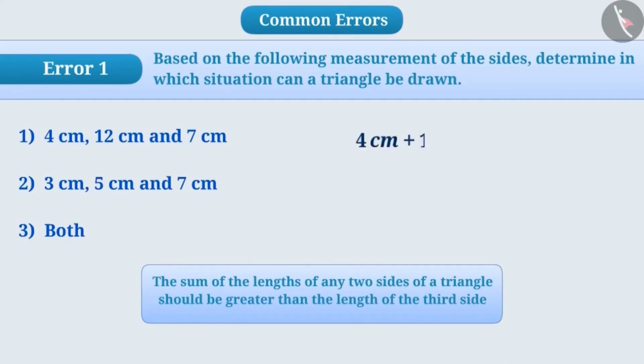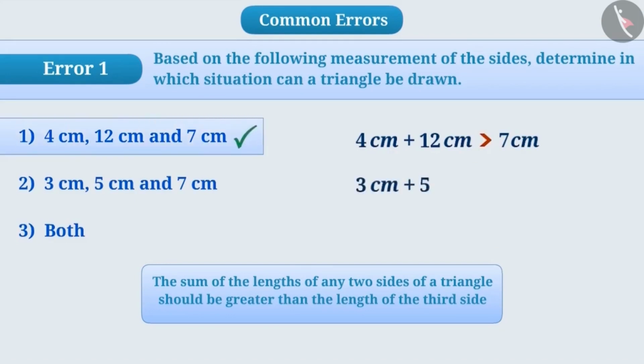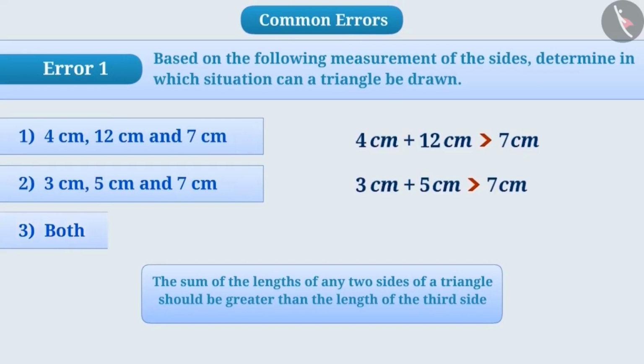They see that 4 cm plus 12 cm is greater than 7 cm, so they think that option 1 is correct. In option 2, they see that 3 cm plus 5 cm is greater than 7 cm. So option 2 is also correct. In both options, they do not consider it necessary to take different pairs of sides and compare their sum with the length of the third side, and ignore it. Since both the options appear to be correct to them, they give option 3 as the answer. But this is an incorrect answer.